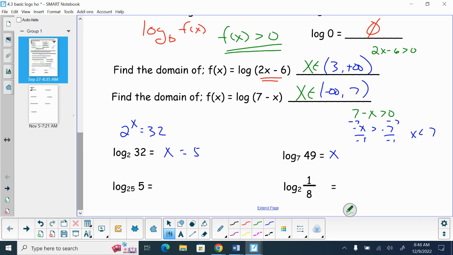Sarah, what do you come up with? X equals 2. Where we have 7 to the x is equal to 49. What exponent do we need to take 7 to? Well, how many times do I multiply 7 by itself to get 49? 7 times 7, or 7 to the 2nd power, is 49.